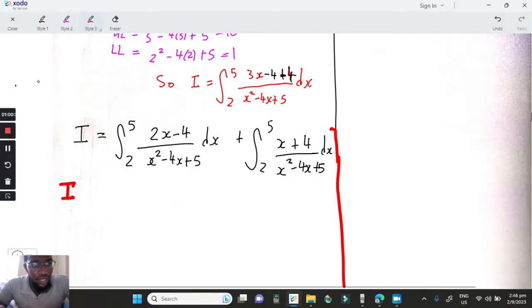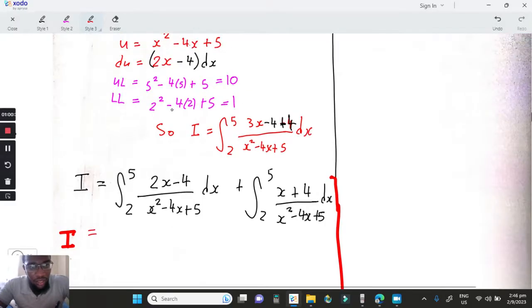So now this part I have equal the upper limit for this part. Now I'm changing that part 1 to 10. Alright, change that part 1 to 10, and then right here now 2x minus 4, that is my du. So this part is du, so this is now 1 over u du plus.